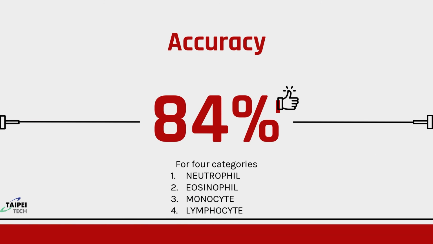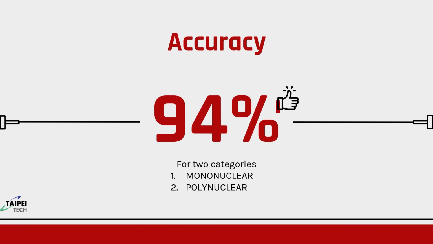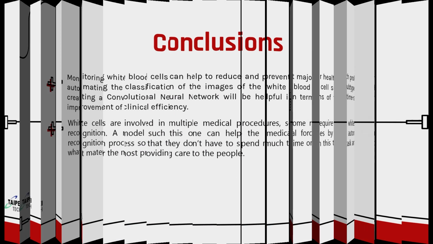The accuracy of the model for the four categories is quite satisfying. The model performance is consistent on both training and testing sets. We can see this model reasonably worked on two categories with 94% as compared to 84% accuracy for four categories.